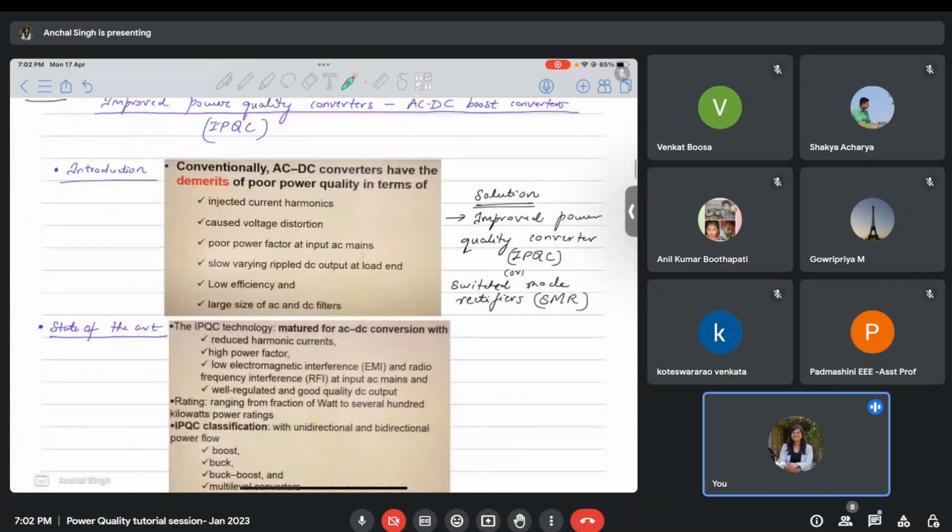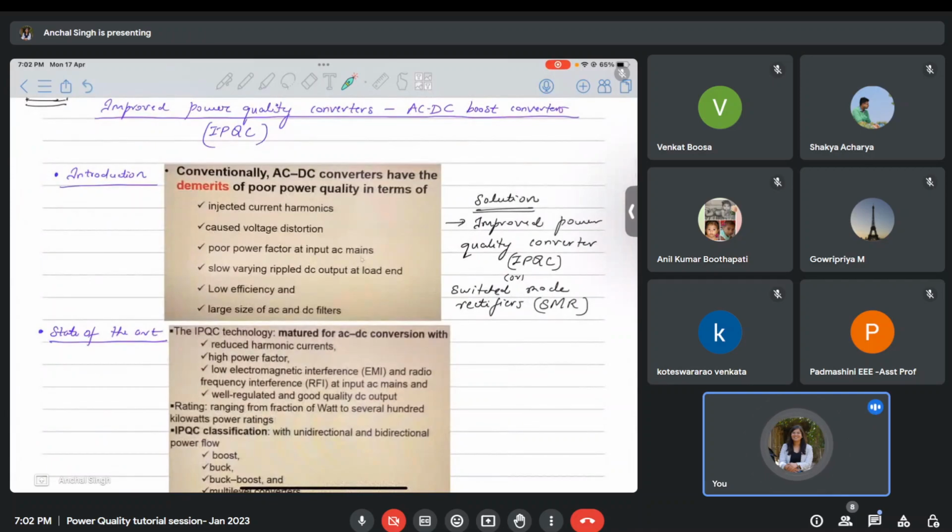Yes. Then we came on to the topic of improved power quality converters. Now, so far we have been discussing the AC to DC converters that cause power quality problems. That means the AC to DC converters that are present around us and they are causing power quality problems. Those converters we studied so far.